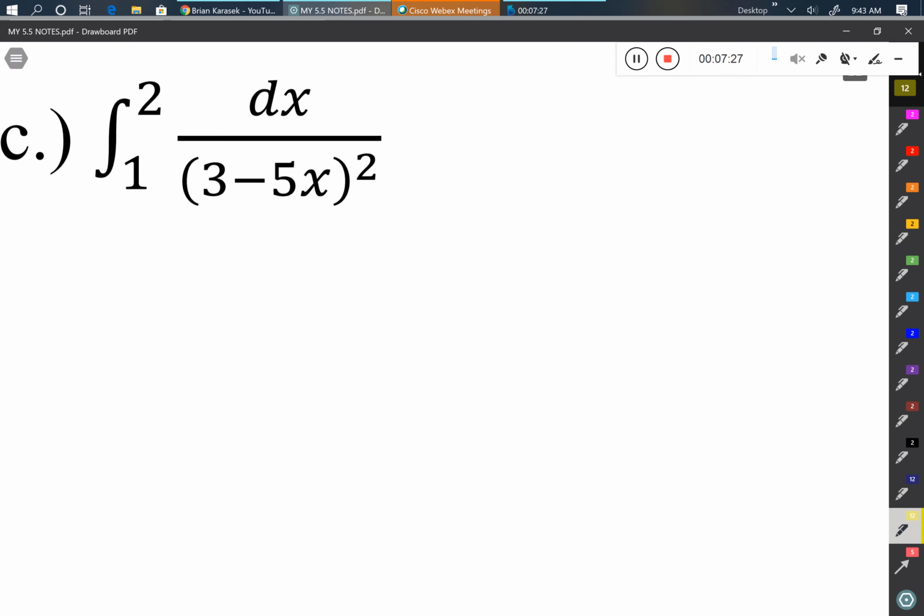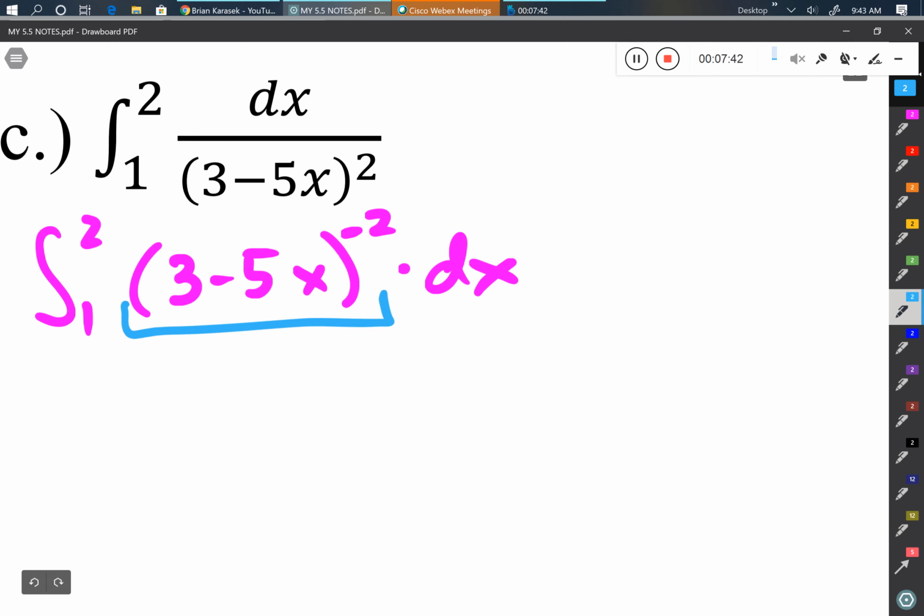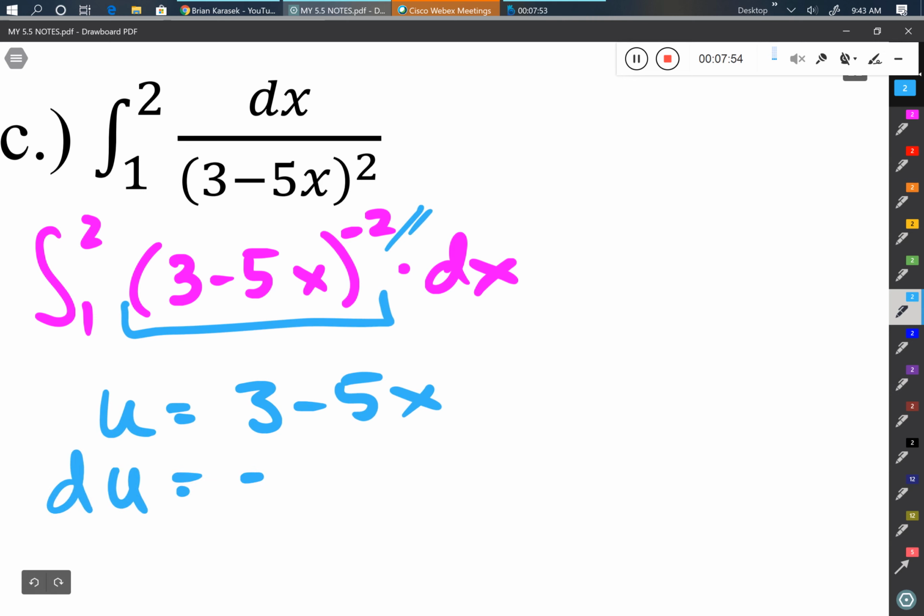Awesome. Ooh, I don't like how this one's written, so I'm going to rewrite it. I'm not changing anything. I'm just rewriting it so that it feels more comfortable. That looks a little better. I'm seeing composition. So I'm going to try substitution because I don't know what to do with a -2 exponent otherwise. So let's see. If I say that u is equal to 3 minus 5x, then the differential du would be equal to -5 times dx.